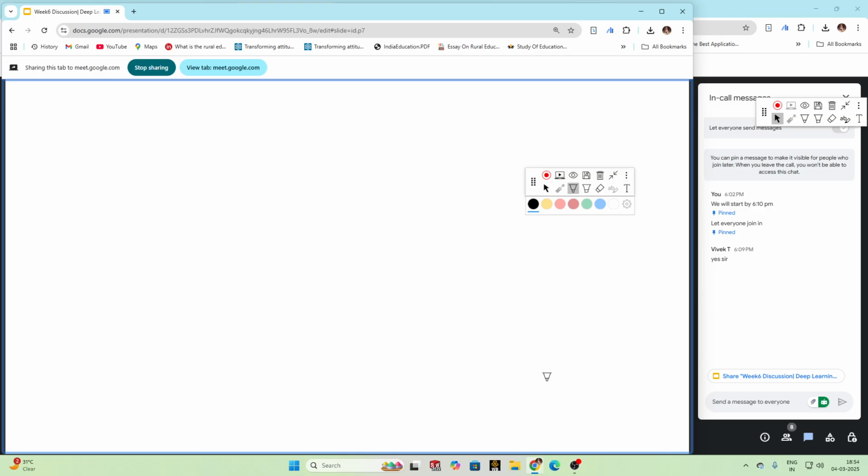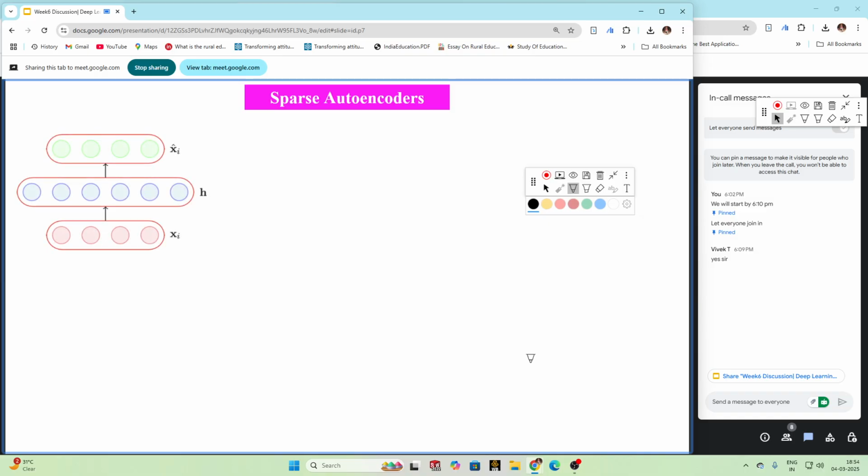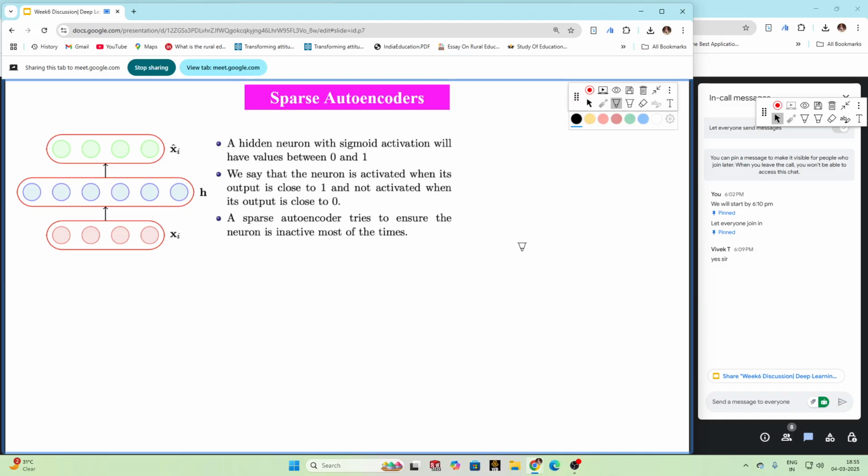Okay, so next type of autoencoder is known as sparse autoencoder. Again, we are using all these different types of autoencoders for regularization purposes only. So what is a sparse autoencoder?